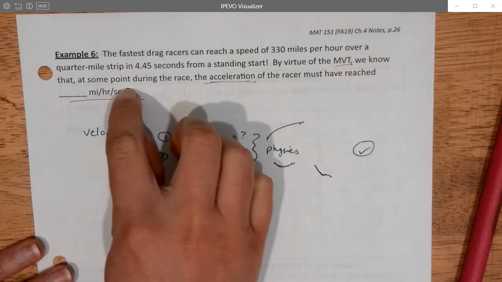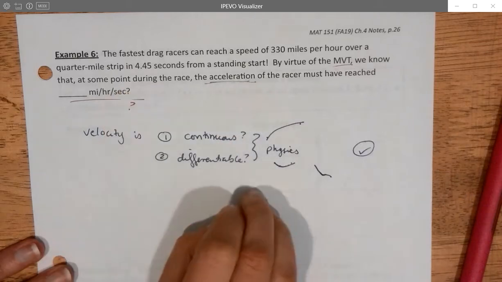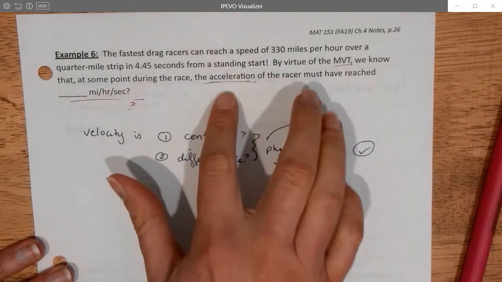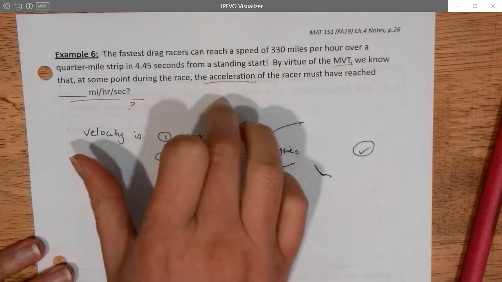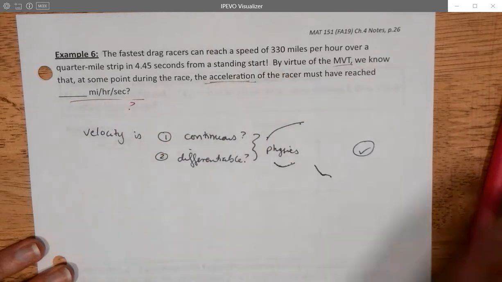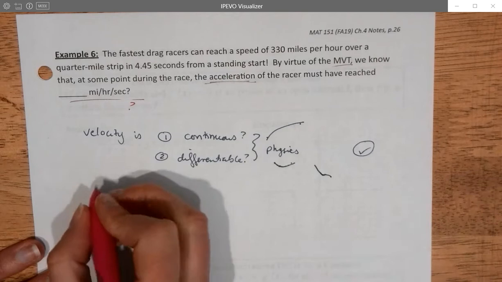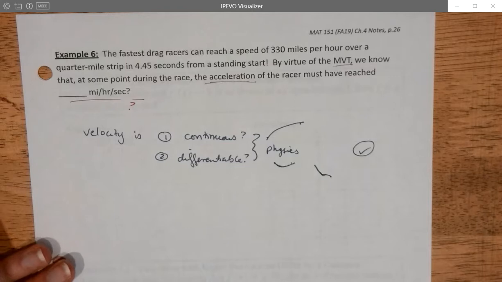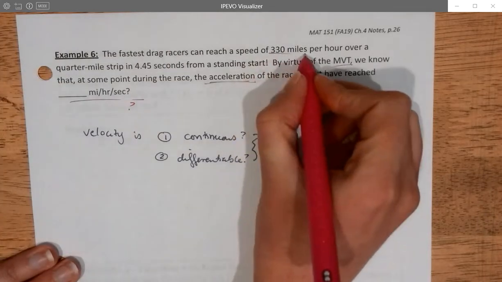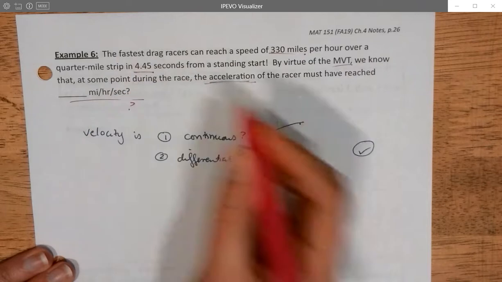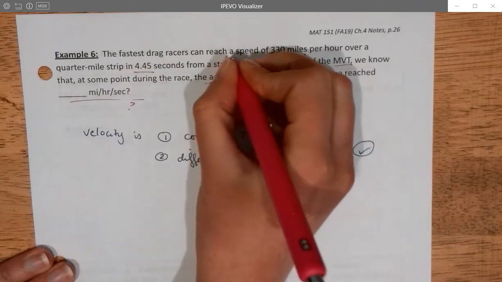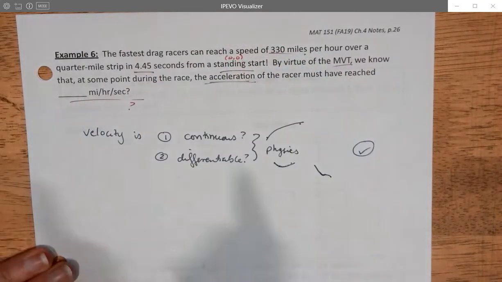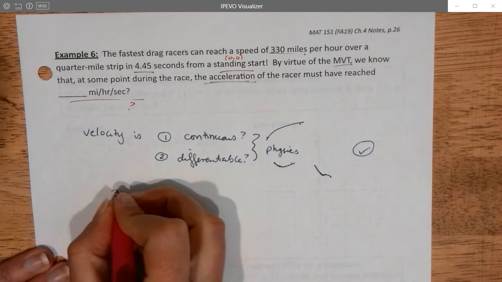And the mean value theorem says that if I know an average acceleration, I'm going to be able to guarantee the existence of an instantaneous acceleration. So if I had two ordered pairs, like I know that the speed of 330 miles per hour can be reached in 4.5 seconds from a standing start, meaning initially 0, 0, then I can figure out what the average acceleration must have been.